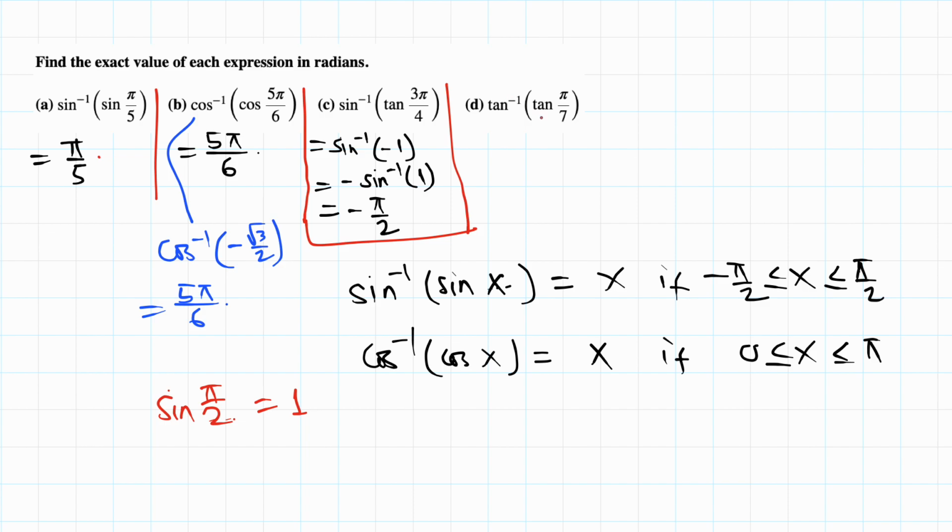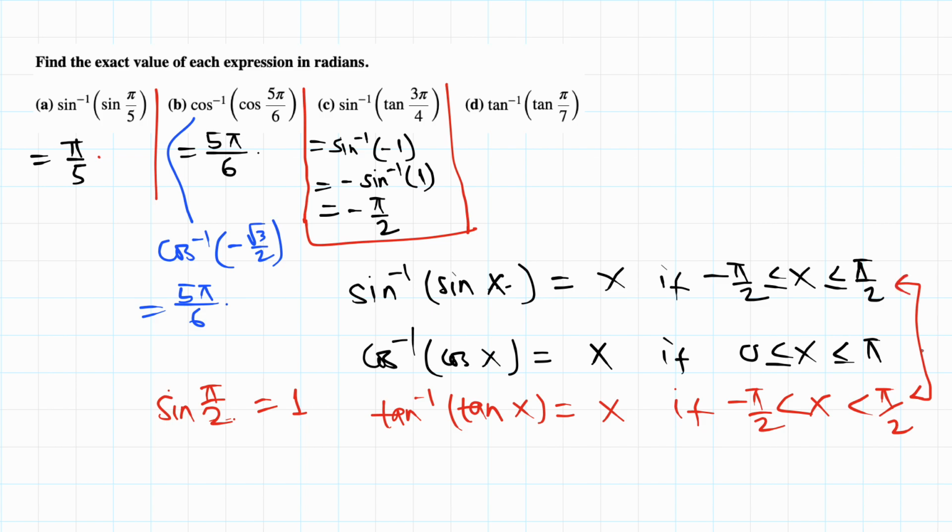Okay, tangent inverse tangent. Same thing as here. Tangent inverse of tangent of something will be that thing if that thing is in between negative pi over 2 and pi over 2. Sine inverse and tangent inverse have about the same range, but in sine inverse we can include the ends, negative pi over 2 and pi over 2. But in tangent inverse, no.